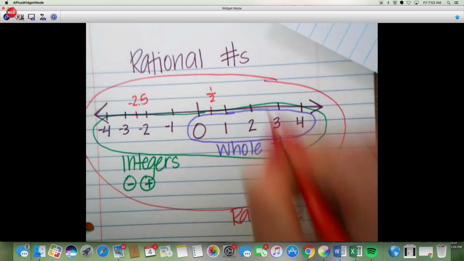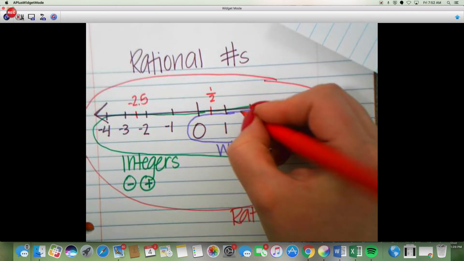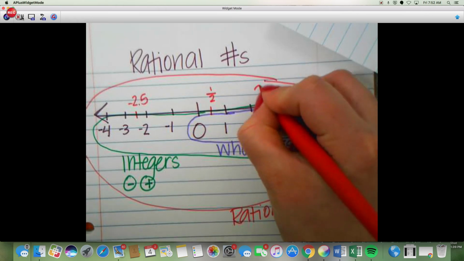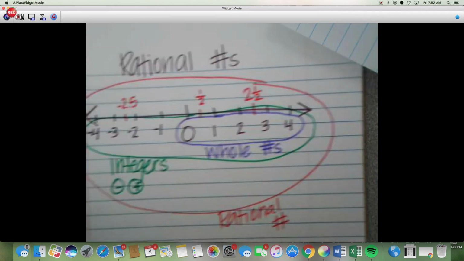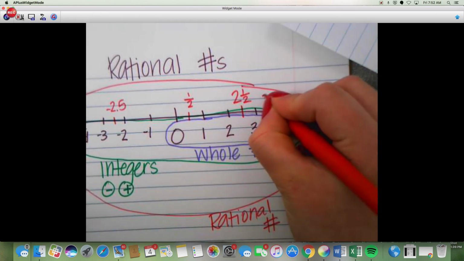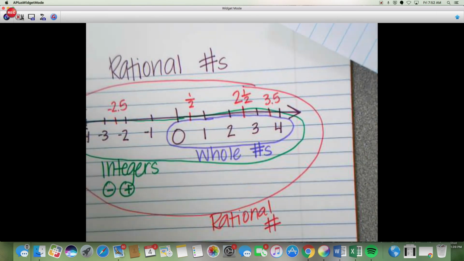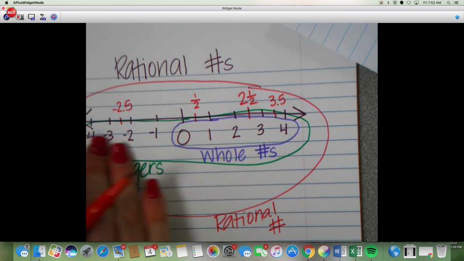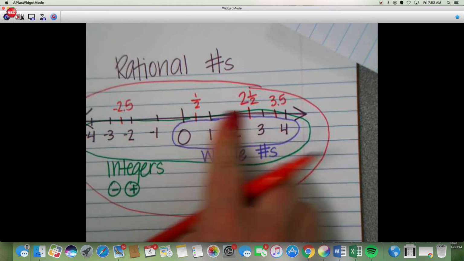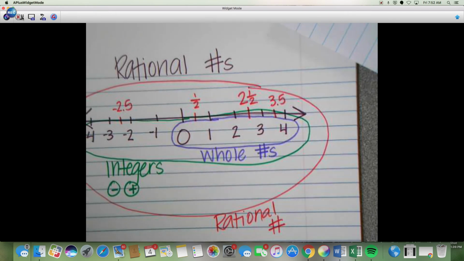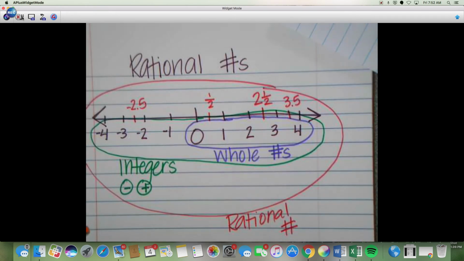1/2 is a rational number. 2 and 1/2 is a rational number. 3.5 is a rational number. So your rational numbers include every single number and everything in between these whole and integer numbers, okay? So hopefully that visual helps you maybe a little bit more if you were struggling yesterday.